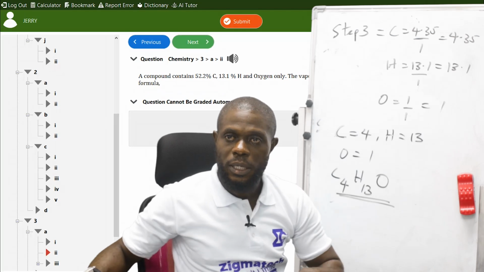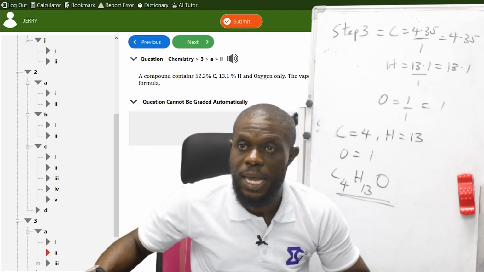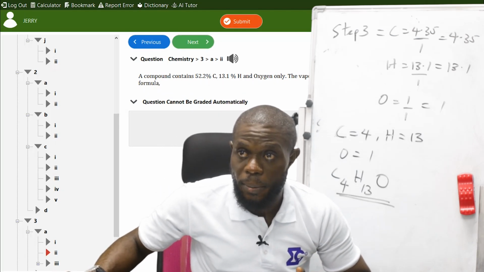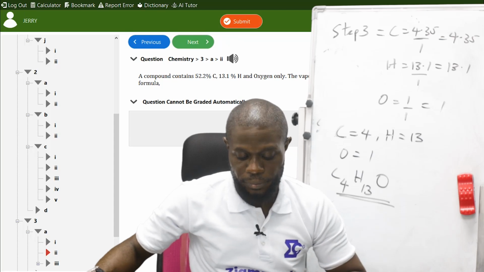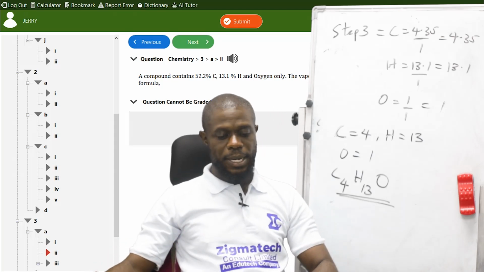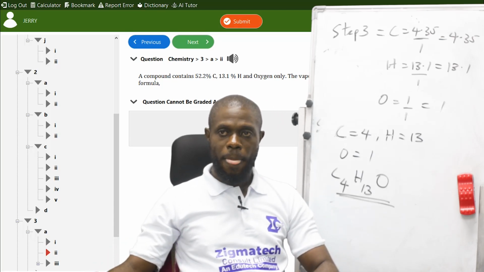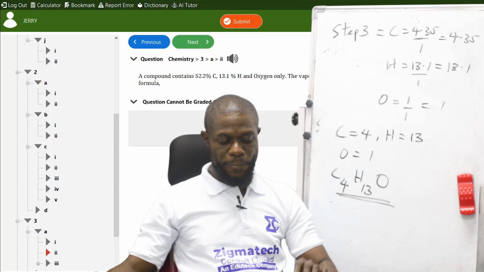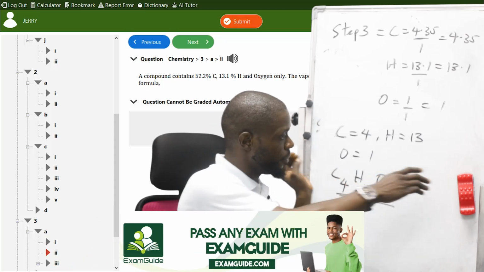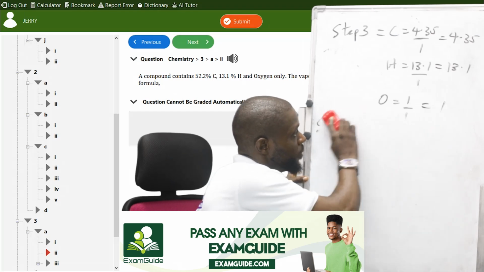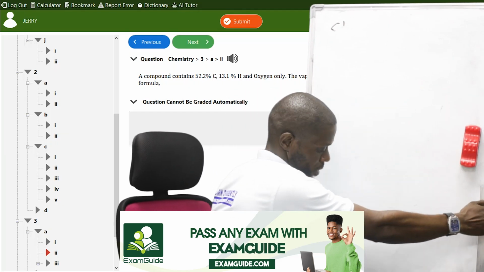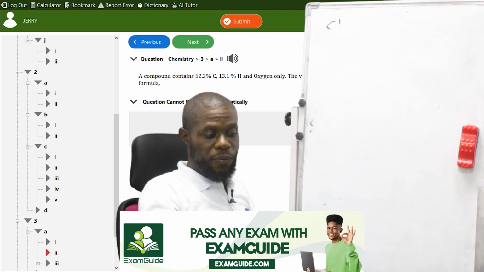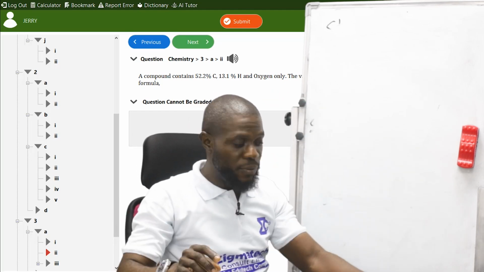And the next question says, a compound contains this again. Vapor density of the compound is 23. Determine the molecular formula. Now let's see. Okay, they gave you the vapor density.